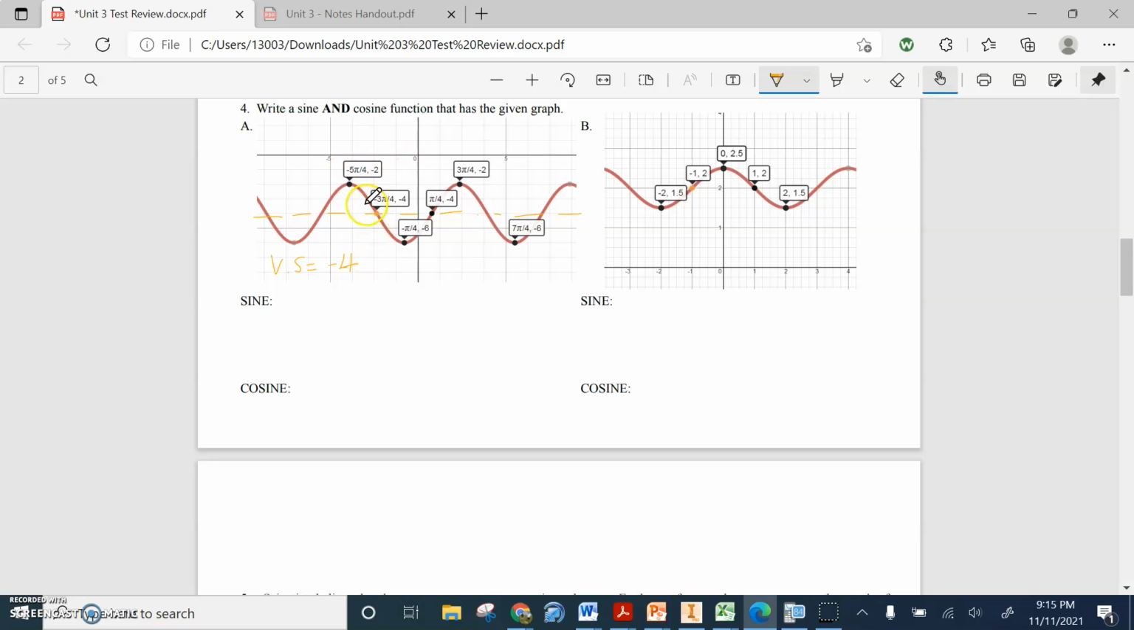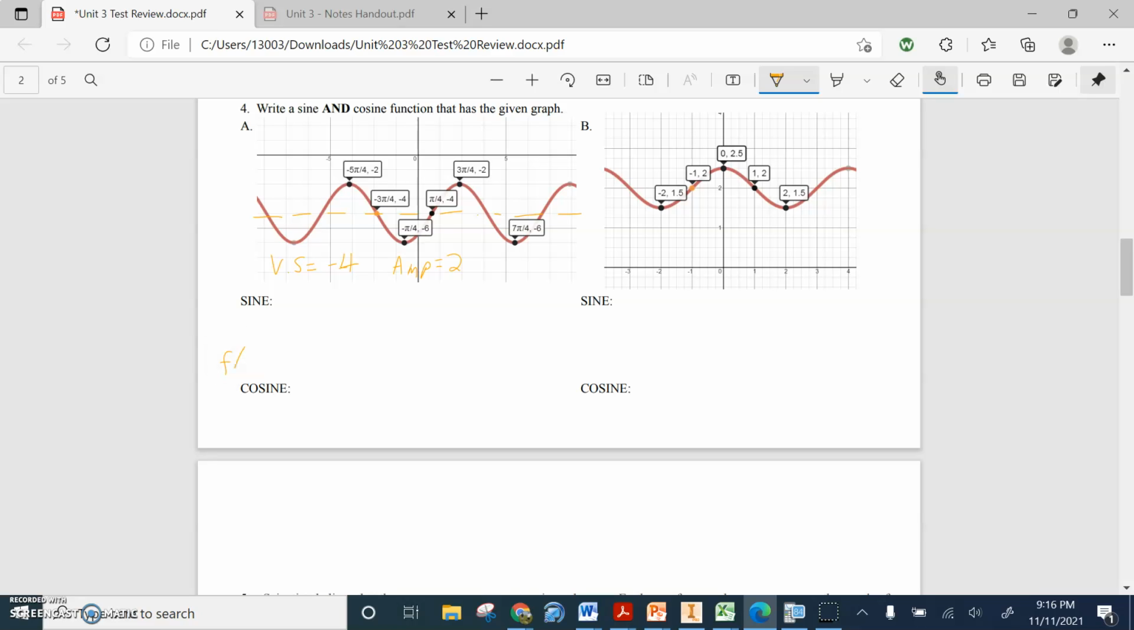Better. And that midline helps us for a few other reasons. One of them being our amplitude. So if you look at our midline, we're at -4. If we look at a peak, we're at -2. We could also say from the midline, we're at -4, to the valley, we're at -6. But the distance from the midline to the peak is our amplitude. So our amplitude is magnitude 2. So let's start writing some of this out.